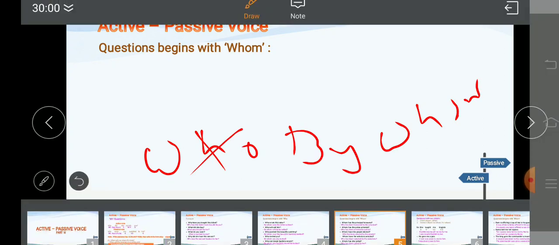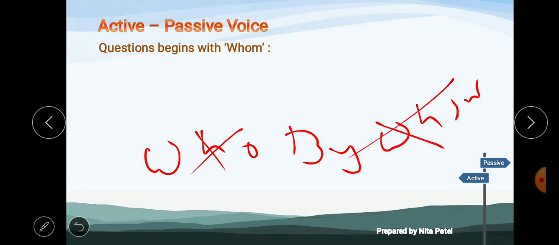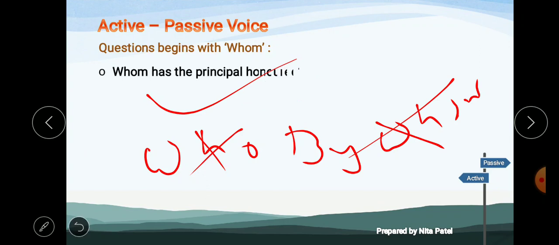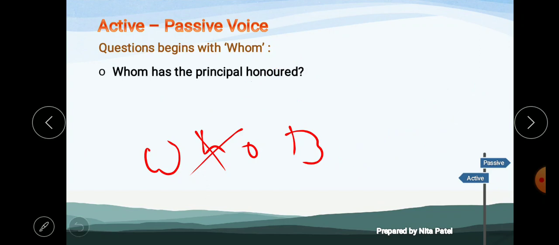So here whom is given, so we'll have to cut this whom. In place of whom, what will we write? Who. Other things will remain the same, so all the rules apply with whom also, but we'll have to change whom to who. So that is the new rule. Other than that all the rules are the same, just like the interrogative sentences or WH questions.